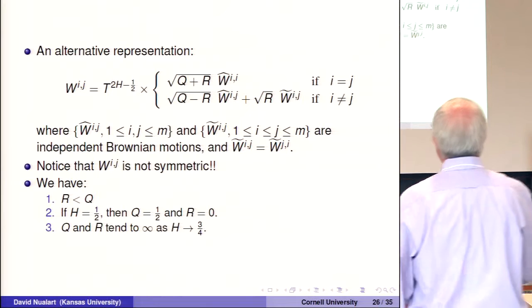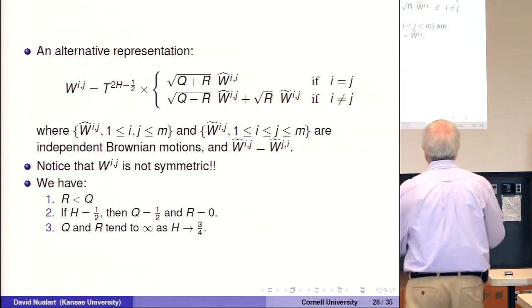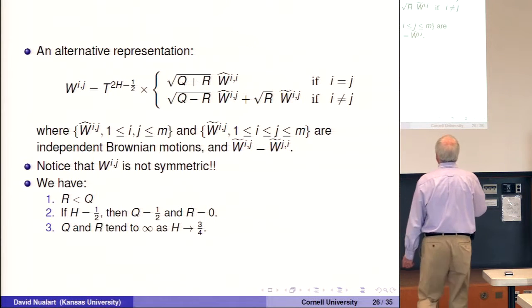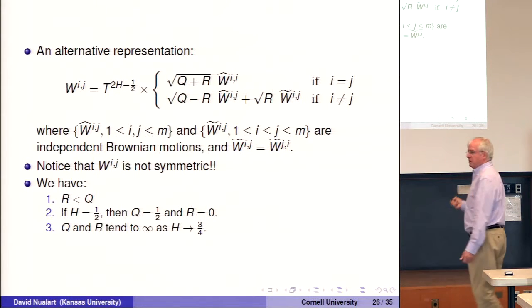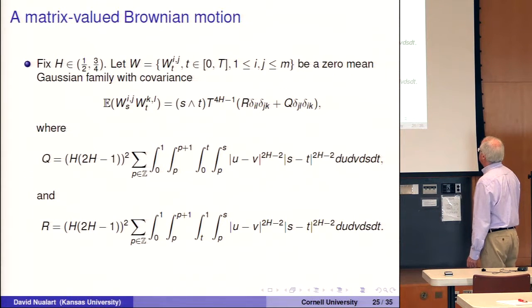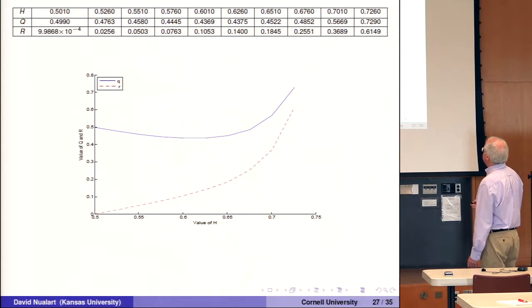It has a component which is exactly the Gaussian ensemble, but there is this other component which has independent entries everywhere. And about Q and R, which are given here, we have not been able to compute them, but here is this numerical representation. This is Q, and this is R. So you see that at 3/4 they blow up, and at 0, Q is 1/2 and R is 0, and then always Q is bigger than R.